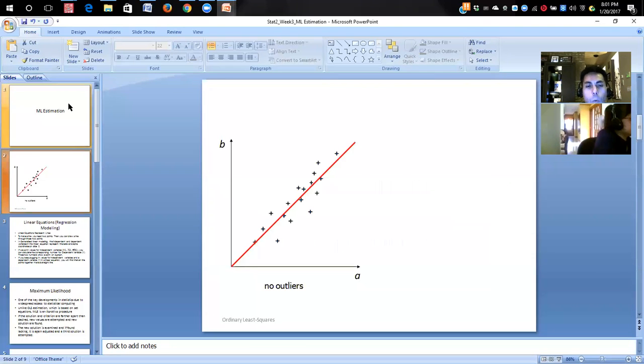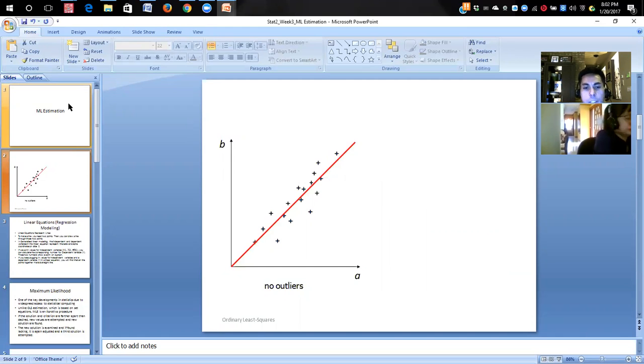So what I'm trying to illustrate here is how OLS and maximum likelihood estimation are utilized in regression modeling. So this is sort of a continuation of the regression modeling that we talked about, OLS, that we talked about last week.